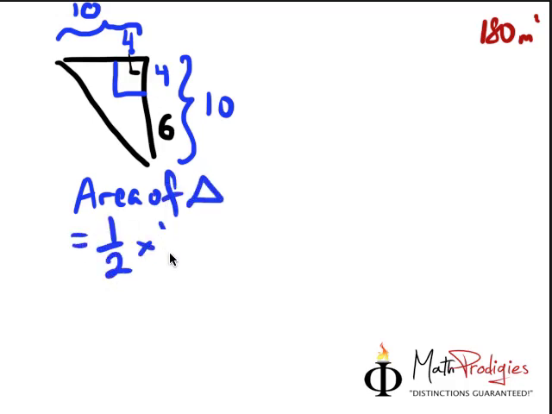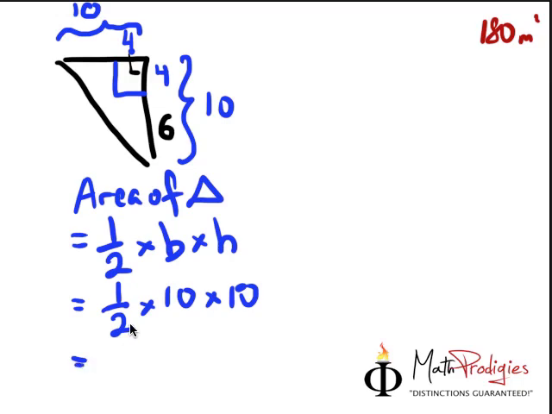Half times base times height. So what's the base? What's the bottom? The bottom is actually 10. And what's the height? It's 10. So 10 times 10 gives you 100, or you can just cancel this off. You get 1 times 5 times 10, which equals 50 meters squared.